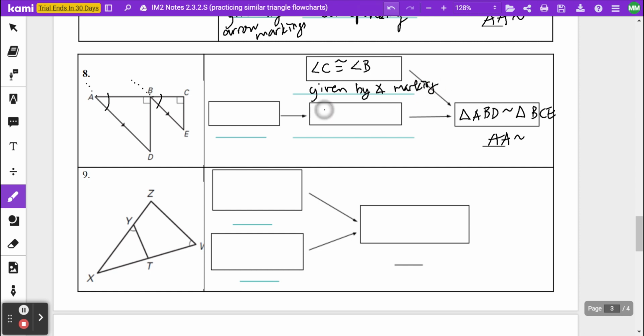And I have angle A is congruent. Oh, I made a mistake. I'll go back and fix that in a second. I'm circling my error and I'm going to continue. Angle A is congruent to angle CBE, and that is by corresponding angles.